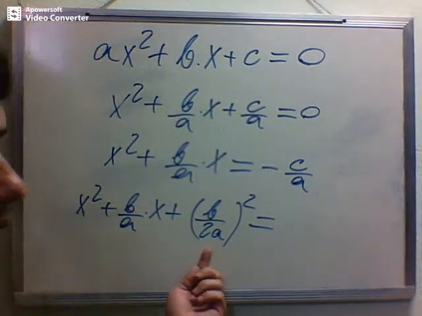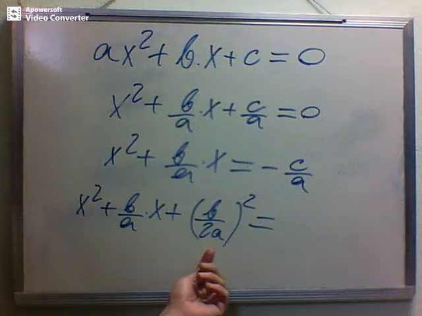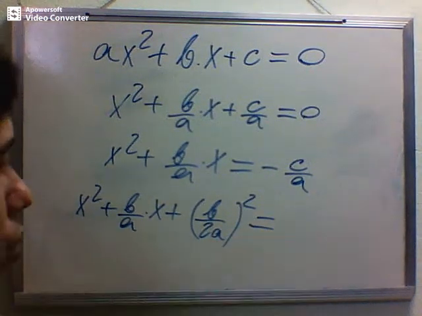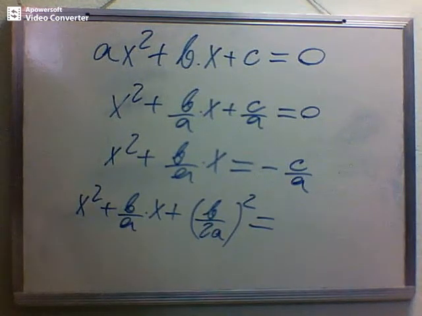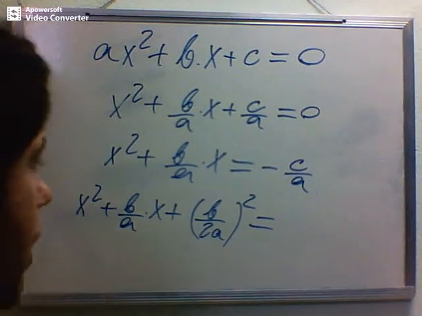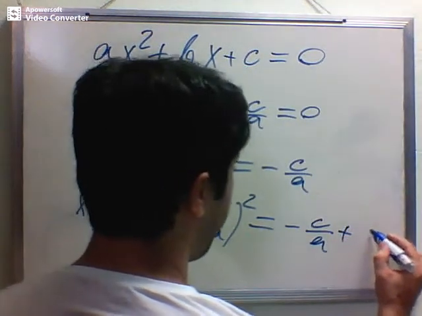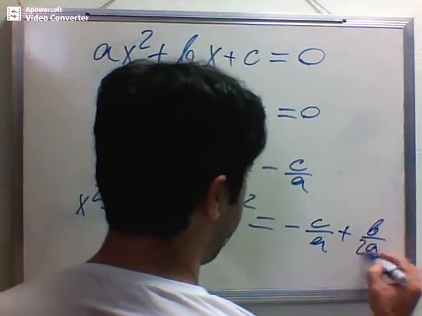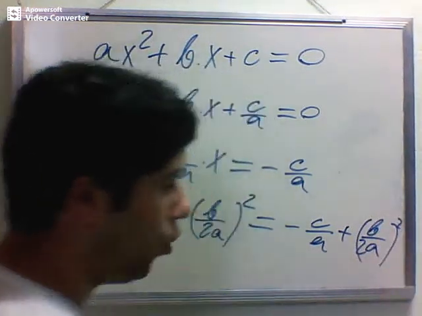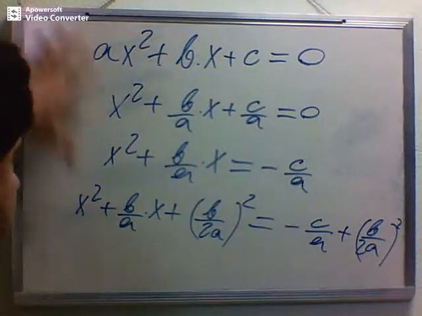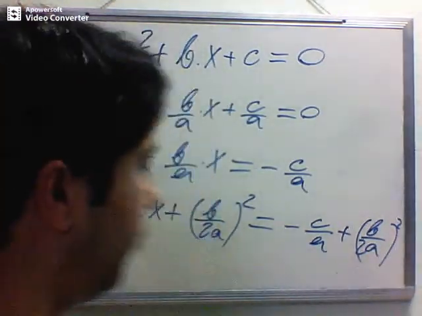Now that we've added this term to this side of the equation, we have to add it to the other side of the equation to not alter the configuration of the equation. So this side here will be this. Okay, my friends, now we need to keep this, and I'm going to erase the above.